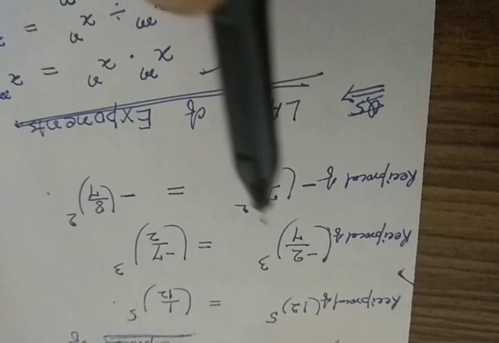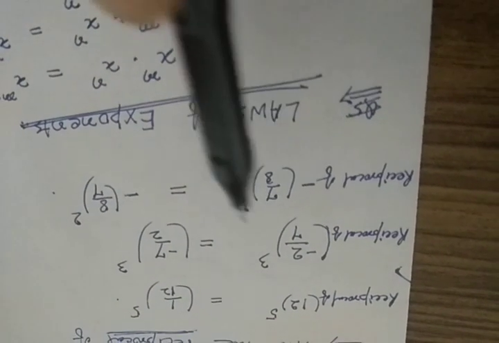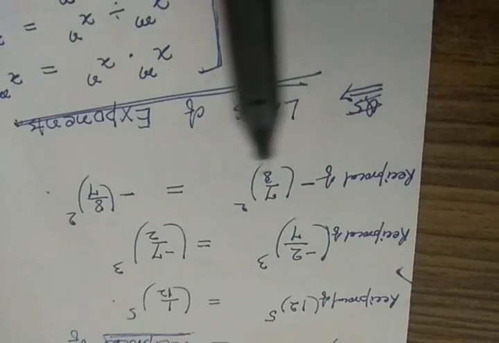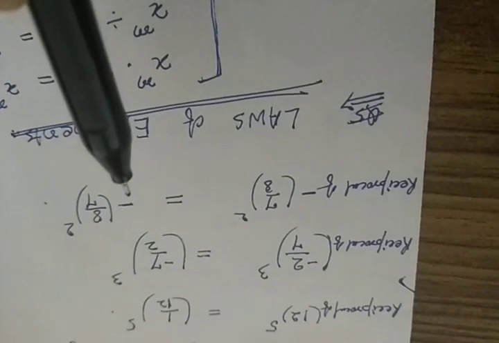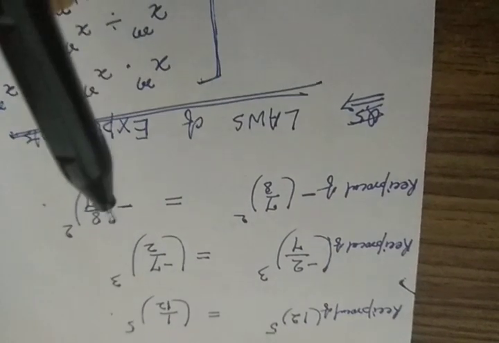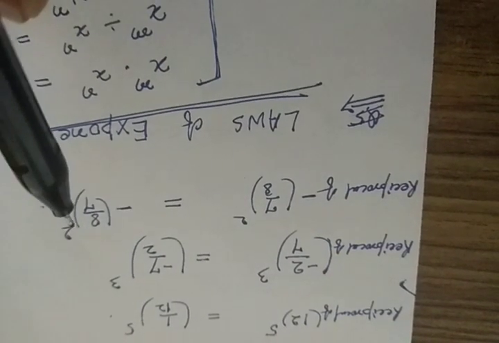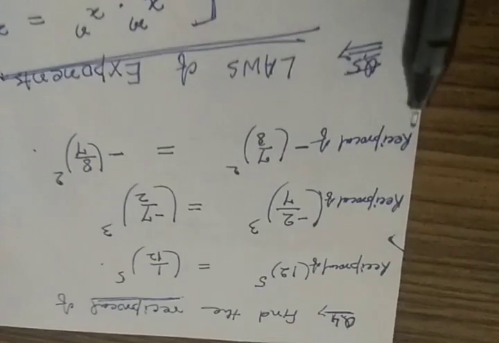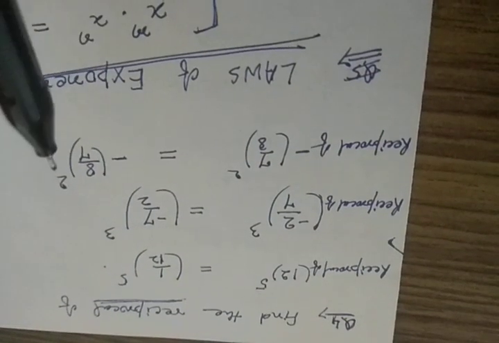Reciprocal of this term, 7 by 8 the whole square. So that minus will be present as it is. And the reciprocal of 7 by 8, how much? 8 by 7, and so the power of 2. Okay. Have you learned how to write the reciprocal of the given number? Okay.